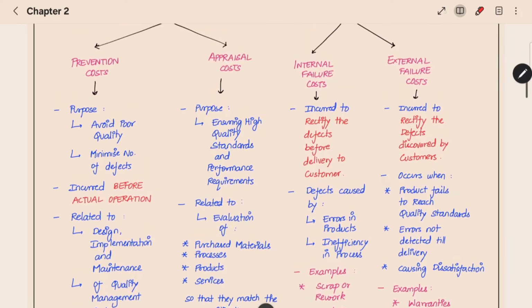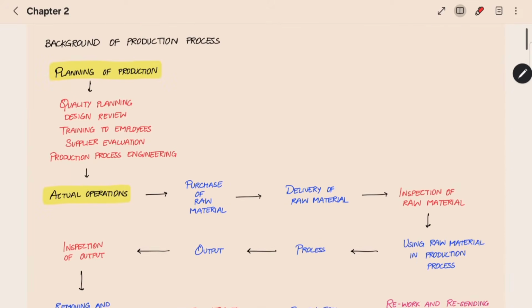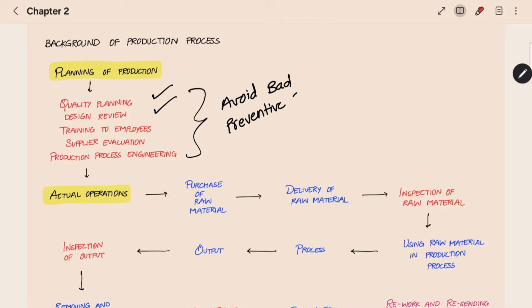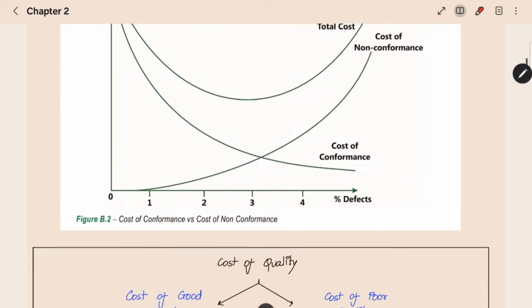The purpose of prevention cost is to avoid poor quality. You should avoid poor quality and minimize the number of defects. How much product is coming out defective from the process, that you have to reduce. It is incurred before the actual operation. Prevention means avoiding. For avoiding that, we do a lot of research, quality planning, and design review. All that we are doing only for avoiding defects and bad quality. So these are the things that come under preventive cost. Quality planning, design review, training, all of this we do to avoid bad quality. These all come under preventive cost.